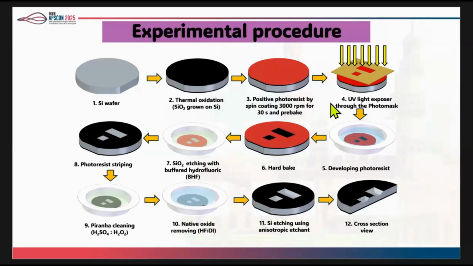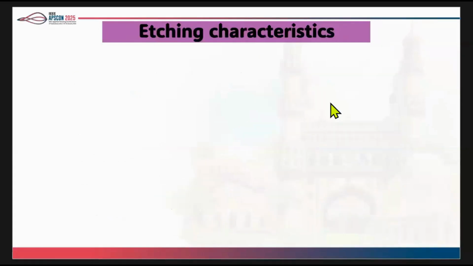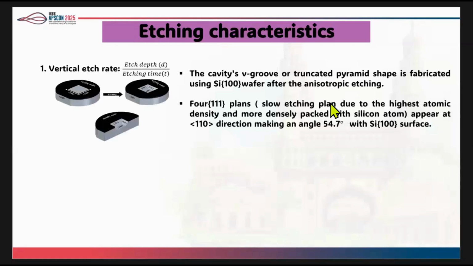After this complete experiment, we have to characterize it. What kind of characterization do we need? So these are the etching characterizations. This is the first etching characteristic: I have to do the vertical etch rate.